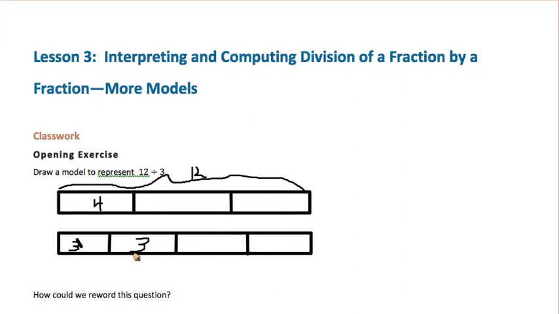There are a variety of different ways we could reword that question. Some examples: if we divide 12 into 3 groups of equal size, what is the size of each group? If we divide 12 into groups of size 3, how many groups would we have? If we have 12 chickens and I put 3 chickens in each cage, how many cages will I need? And if I have 12 flowers and I place 3 flowers in each vase, how many vases will I need?